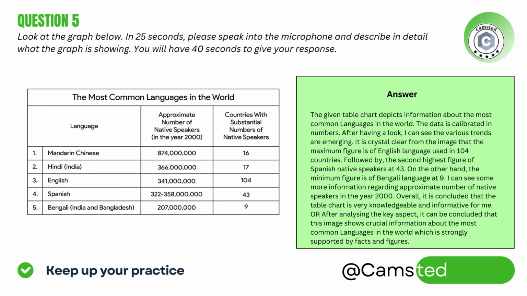Or after analyzing the key aspect, it can be concluded that this image shows crucial information about the most common languages in the world, which is strongly supported by facts and figures.